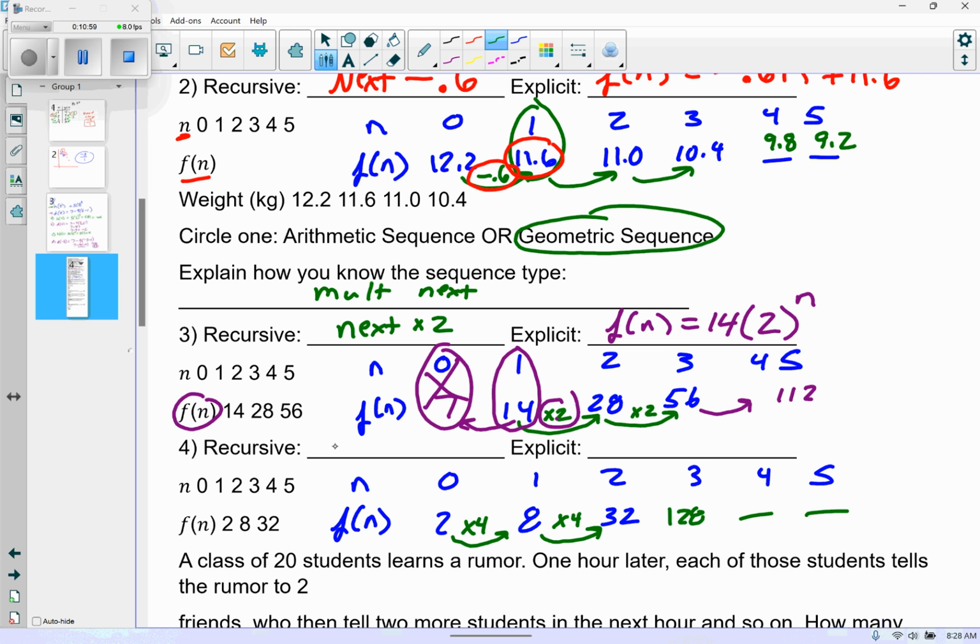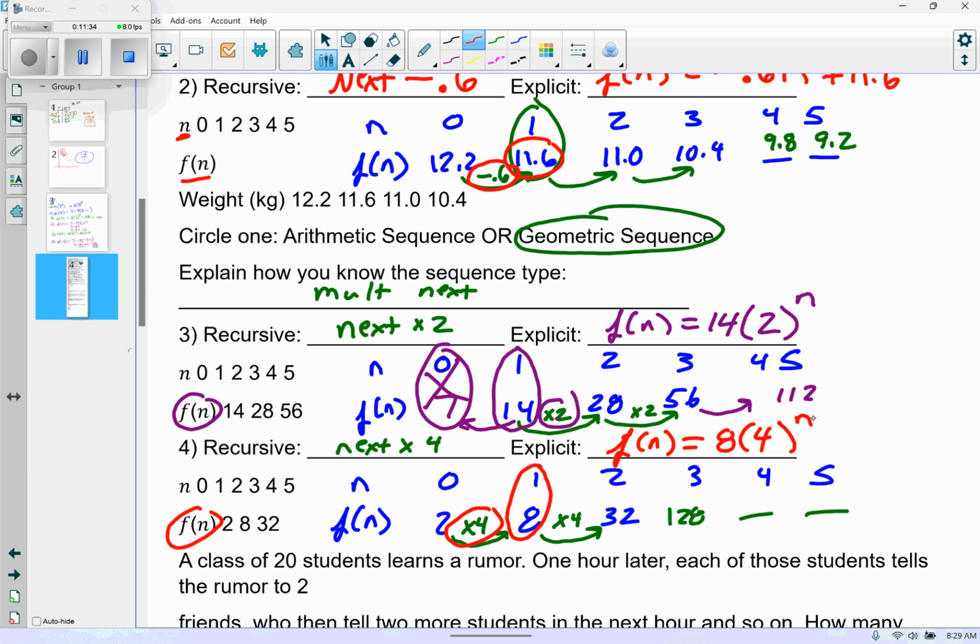So our recursive is going to be next times 4. When I have the 1 right here, I can start with that very nicely. If I start with the 0, my exponent is going to have to be n minus 1. We're not going to do it. So our first term is 8. So I'm going to go f at n, because I have this, equals 8 times, what am I multiplying by? I'm doing 4, and then I'm going to raise that to the n.